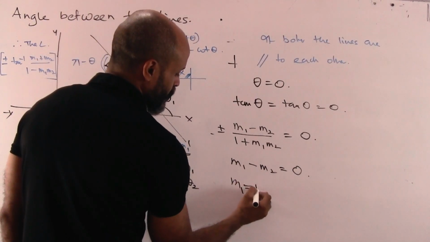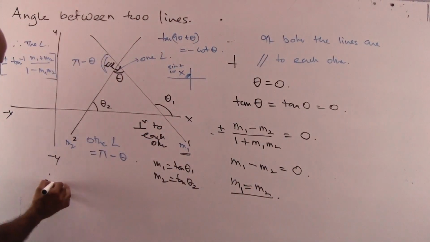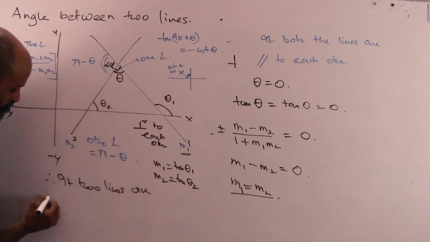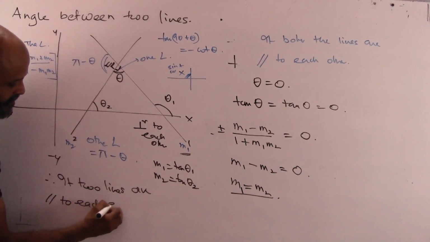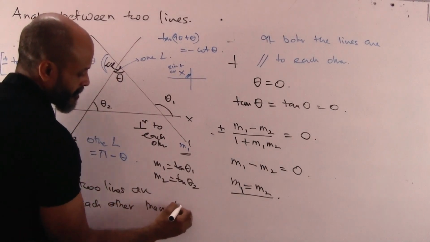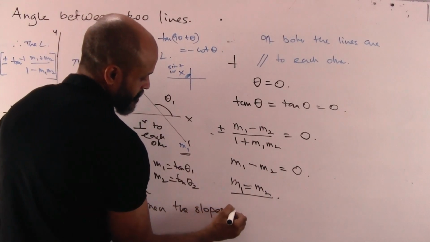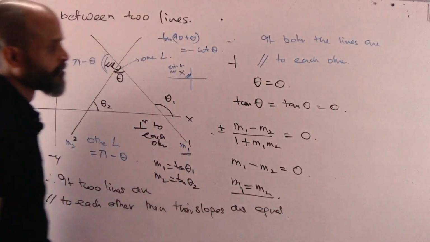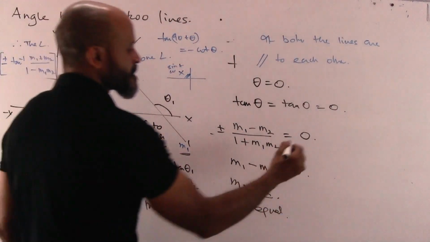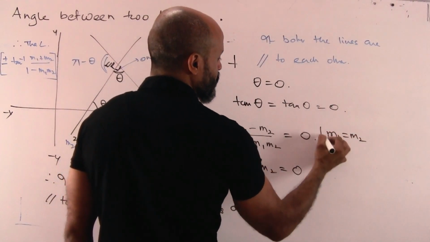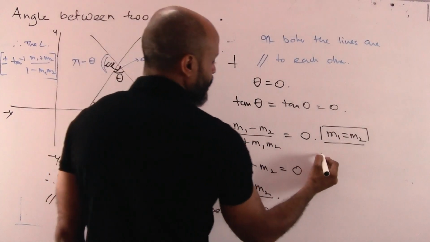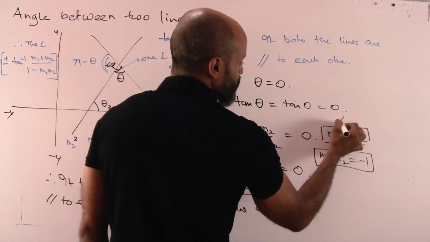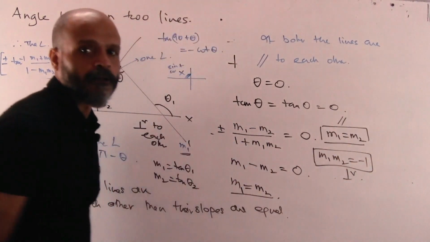So, m1 is equal to m2. So, we can say that if two lines are parallel to each other, then their slopes are equal. If two lines have their slopes as m1 and m2, then the two lines are parallel if m1 equals m2, and if the product of their slopes is equal to minus 1, this will be the condition of perpendicular lines.